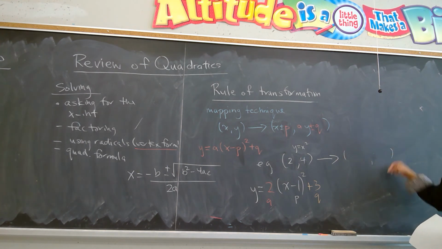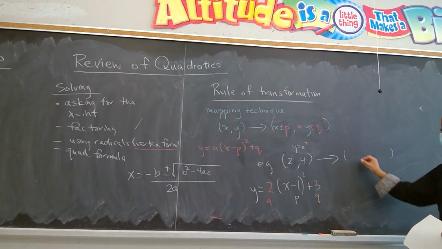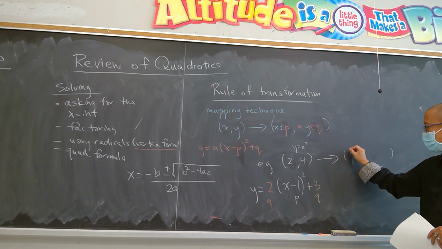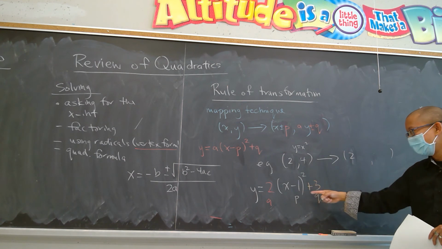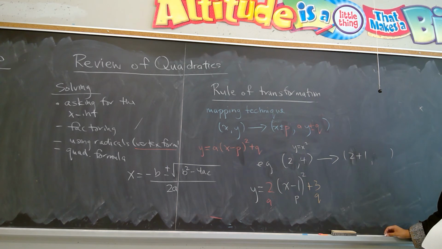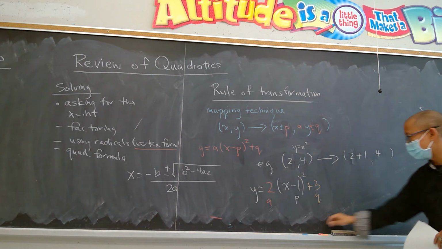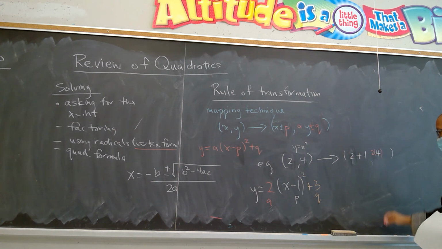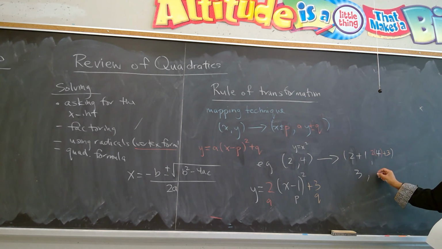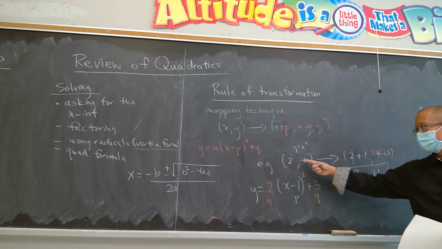So just to show our map here, the x coordinate is 2, right? Oh, it's 1. No, it's 2. Sorry. And then the p value is going to be plus 1, because we do the opposite. And the y coordinate is 4, so it's going to be multiplied by 2. And then it's going to add 3. So the new transformed point is going to be 3, 8 plus 3 is 11. So that's the new transform from 2, 4 to 3, 11.